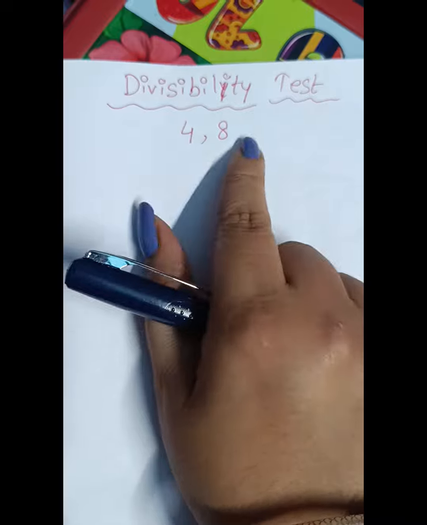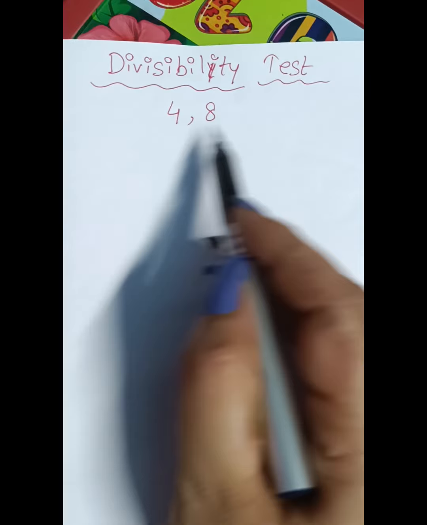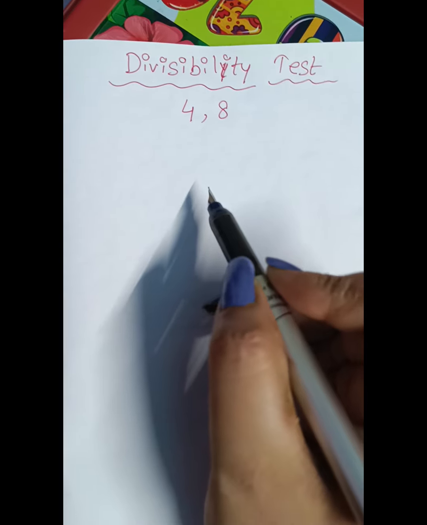Today I am going to discuss the divisibility rule of 4 and 8. That means, without doing the actual division, how can I understand whether a number is divisible by 4 or not, or by 8 or not. Why have I categorized these two together? Because these two have almost the same rule of divisibility.